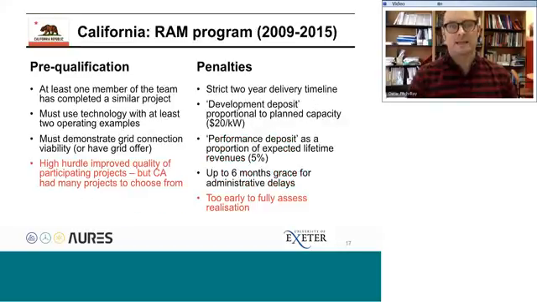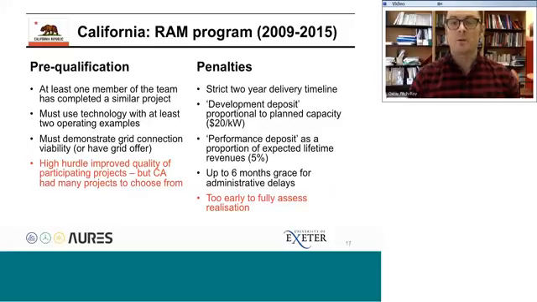And finally, it's the case of California. So pre-qualification in California, which is in their renewable auction mechanism program, a series of 6 auctions which ran between 2009 and last year, were quite interesting. They were quite tough. At least one member of the team had to have completed a similar project, which I think is quite important because you're explicitly excluding new entrants in that instance.